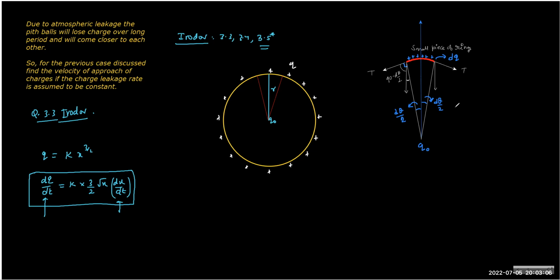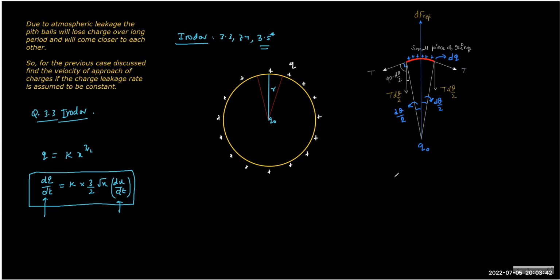So what is the component of tension in the downward direction? Not guess, calculate. T sine d theta by 2. But sine of a small angle is the angle itself, so T d theta by 2. This was the catch, and this is what you are supposed to learn. And the repulsion force, we can say dF repulsion, in the outward direction.